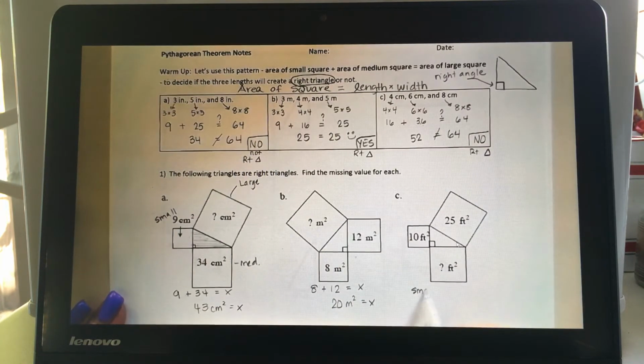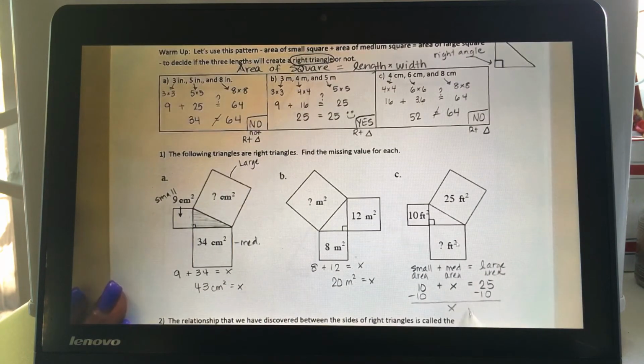Again, remember we were saying that the small square plus the medium square equals the large square areas. Small area, medium area, large area. So the small square area is 10. The medium square, we don't know what that is, so I'm going to call that my unknown. And then we'll go ahead and write down our larger one, 25 there. So a little bit of opposite operations to solve this one. So x, which is our medium square, has an area of 15 square feet.